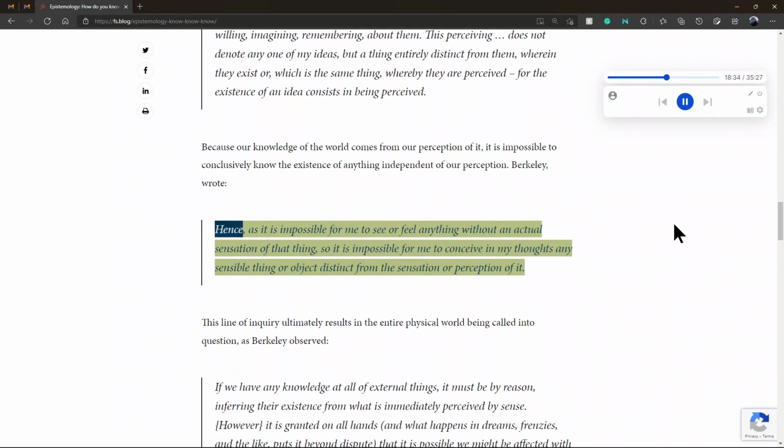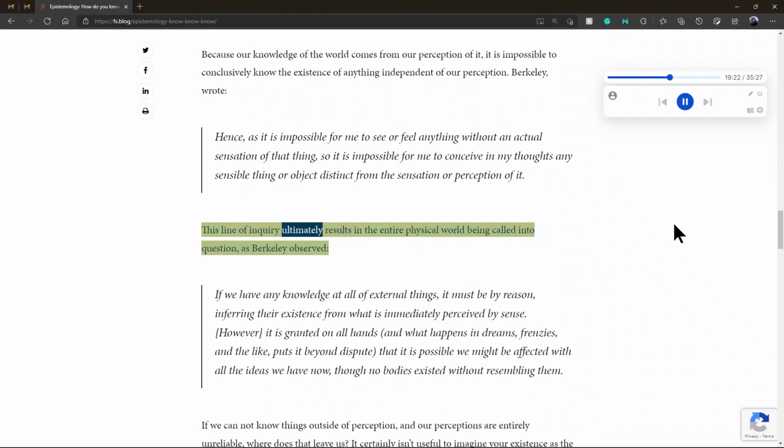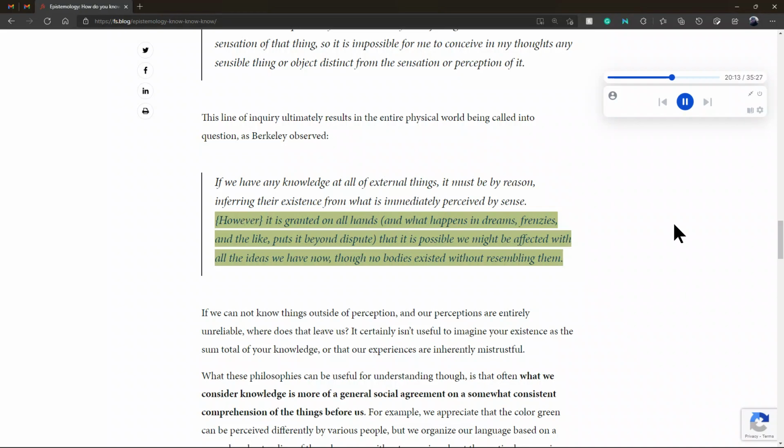Berkeley wrote, hence, as it is impossible for me to see or feel anything without an actual sensation of that thing, so it is impossible for me to conceive in my thoughts any sensible thing or object distinct from the sensation or perception of it. This line of inquiry ultimately results in the entire physical world being called into question, as Berkeley observed. If we have any knowledge at all of external things, it must be by reason, inferring their existence from what is immediately perceived by sense. However, it is granted on all hands, and what happens in dreams, frenzies, and the like, puts it beyond dispute that it is possible we might be affected with all the ideas we have now, though no bodies existed without resembling them.